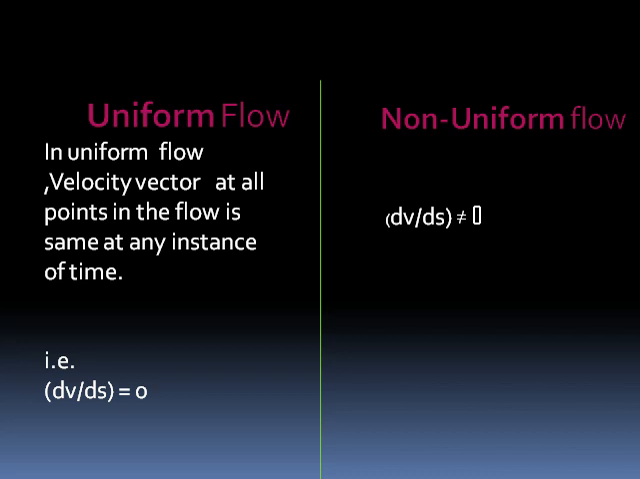In a steady flow, velocity does not vary with respect to time, and in uniform flow, velocity does not vary with respect to distance. That is, we can say that del V by del S is equal to 0 for uniform flow, and del V by del T is equal to 0 for steady flow.